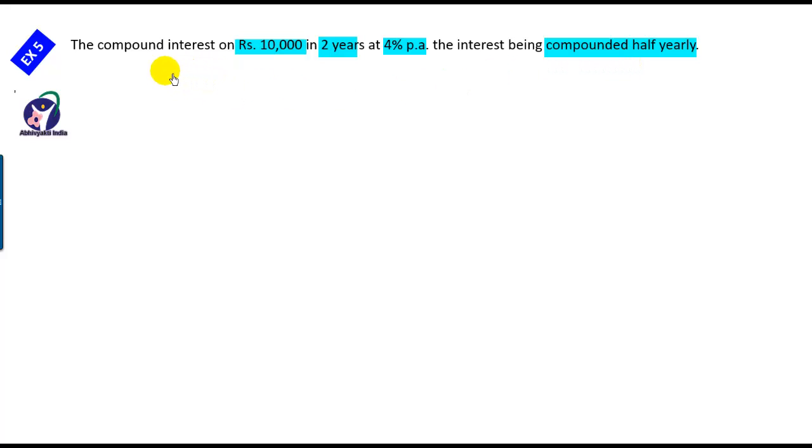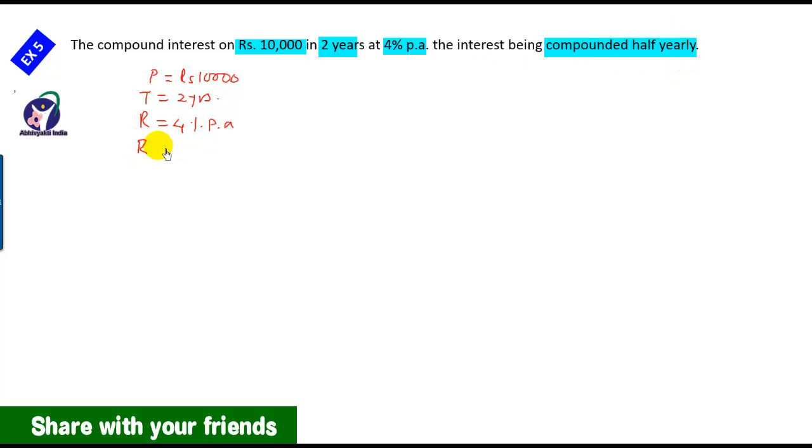the given things are: principal is rupees 10,000, time is 2 years, and rate is equal to 4% per annum. And since the interest is compounded half yearly, this rate of interest will be half of this 4%, so it will be 2% half yearly.